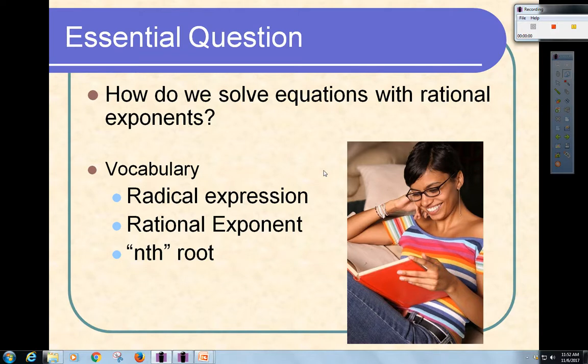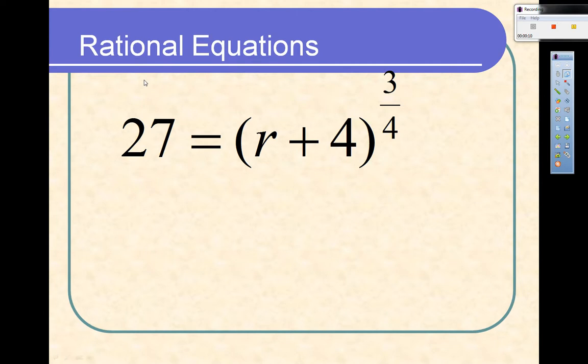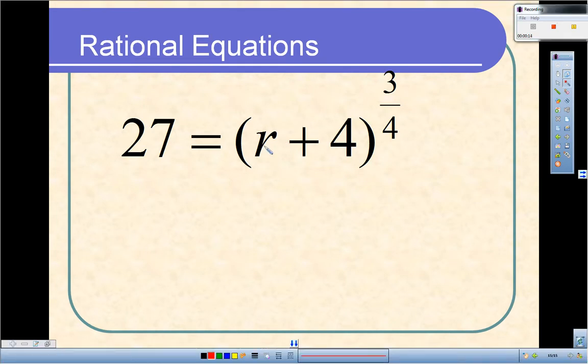Alright guys, your central question is how do we solve equations with rational exponents? Let's say I give you the following equation. Your variable is r. Notice that r plus 4 is in parentheses and it's raised to the 3/4 power. Notice that this is a rational exponent because it's a fraction and it has been isolated.